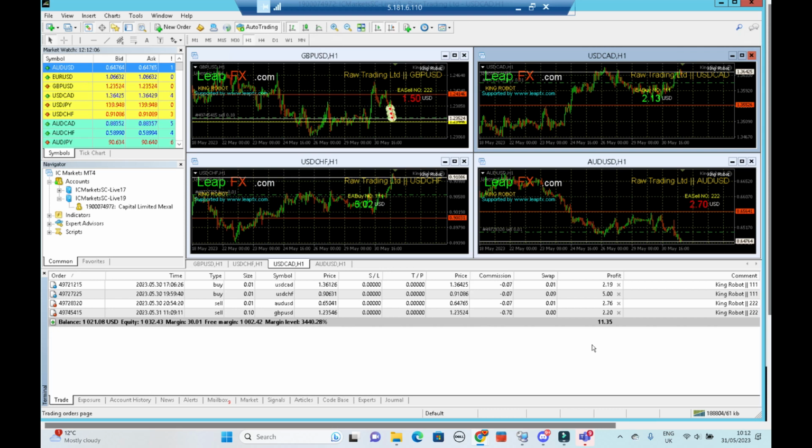So if you saw my shorts video yesterday, you'd see that I have now installed the King robot from LeapFX on my account. You can see here on the screen. This is all installed on the 4 Forex pairs it recommends. These are all hourly time frames: pound dollar, dollar CAD, dollar Swissy, and Aussie dollar. So these are the 4 pairs recommended by the author.